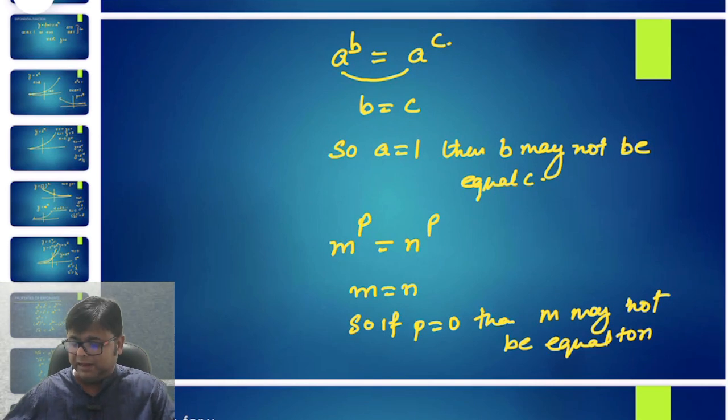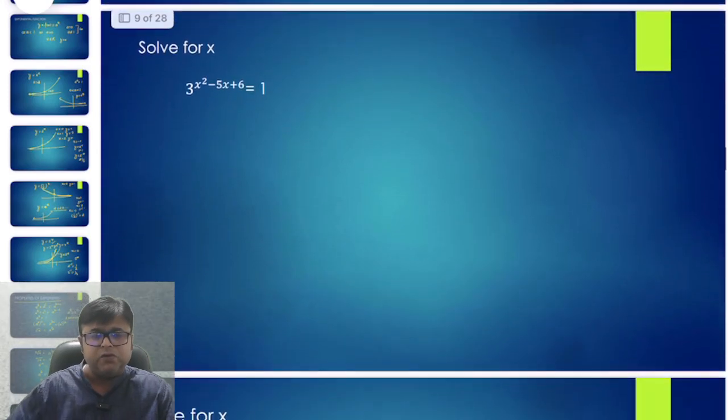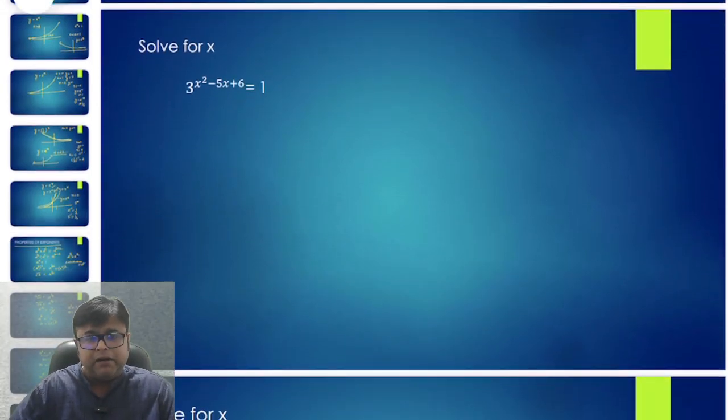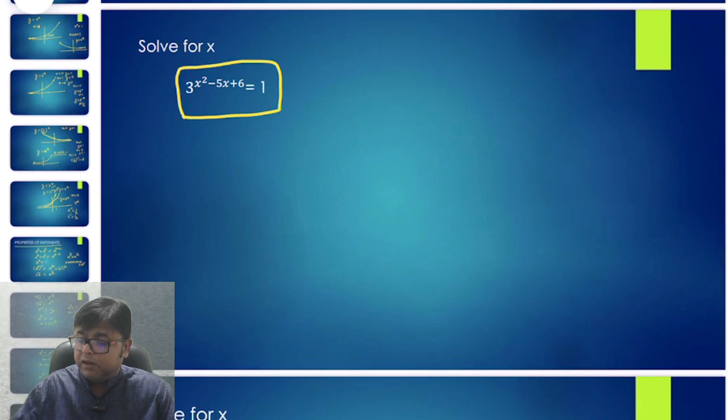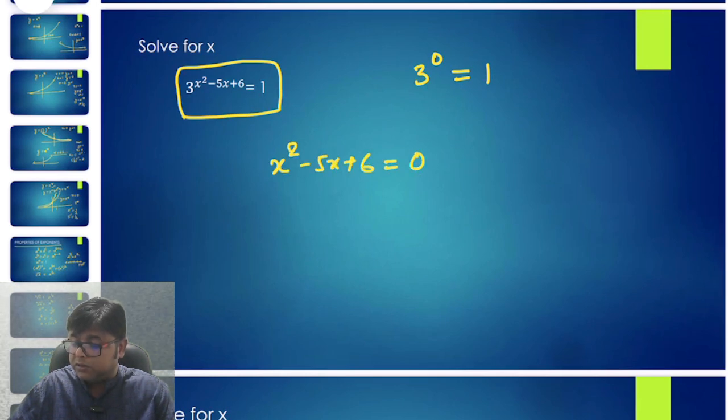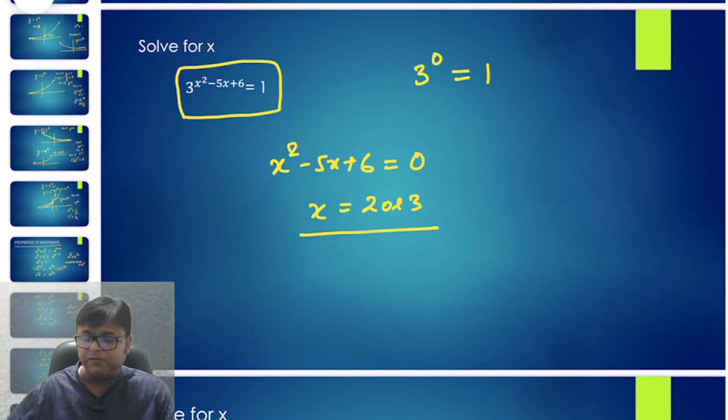So let's look at some questions now. What type of questions can be asked? Although I've compiled a lot of questions at the end of the book in the exercise, these are some of the examples I'm doing with you. So suppose we come across this. I know any number to the power 0 is 1, so I can simply put x square minus 5x plus 6 is equal to 0. Then only it will be 1. And this will give me two roots, 2 or 3. So these are the values of x. Very simple, but yes, just one observation that we have to make.